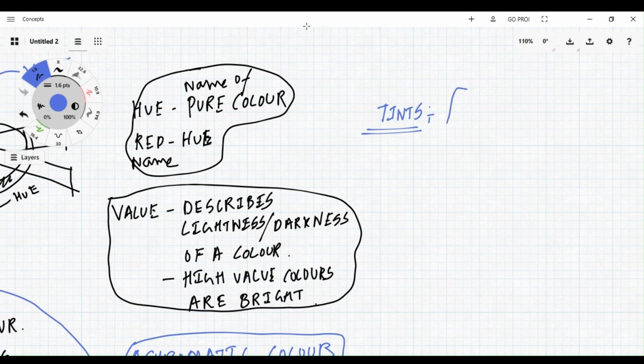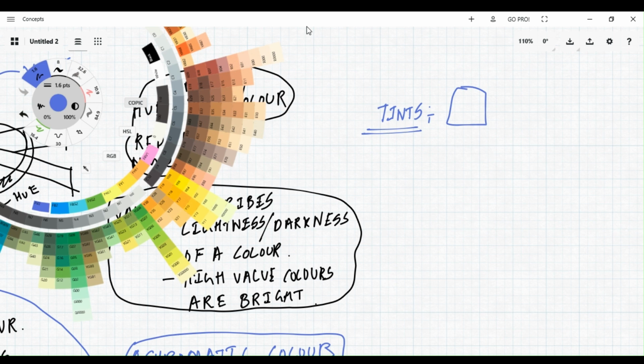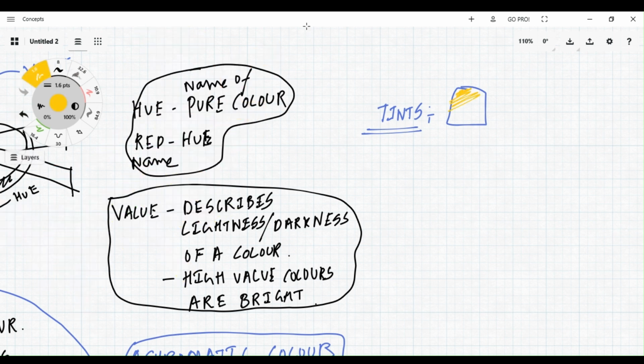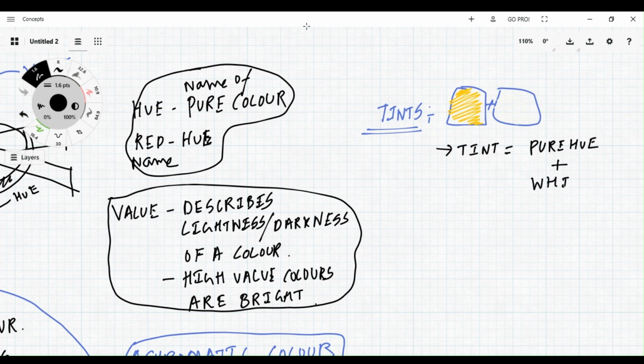Suppose a pure color is there, consider one pure color, one hue. Pure color is nothing but hue. Some color is there, and suppose I am mixing this color with white. When a pure hue is mixed with white, it becomes a tint. Tint equals pure hue plus white. This is an important thing.